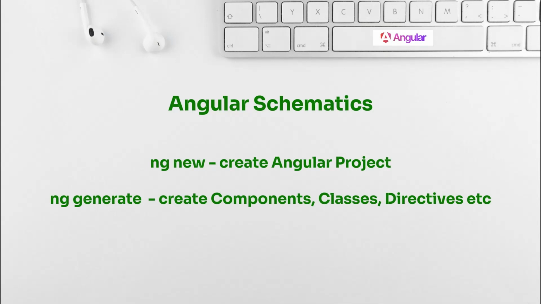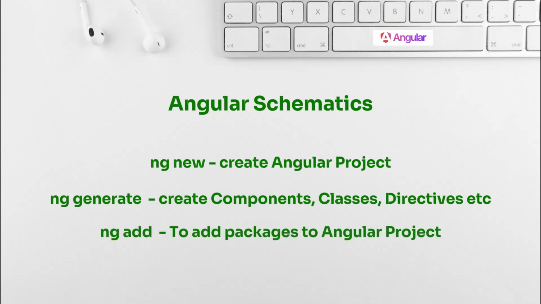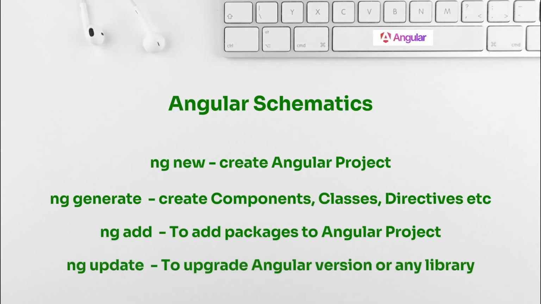The third one is ng add, using which we can add additional libraries to our Angular project. For example, ng add material if you want to add Angular Material. And the next one is ng update. This command can be used to update the workspace library dependencies, and we can update the Angular version as well with ng update. So now let's look into all these schematics one by one from the programming point of view and understand them better.